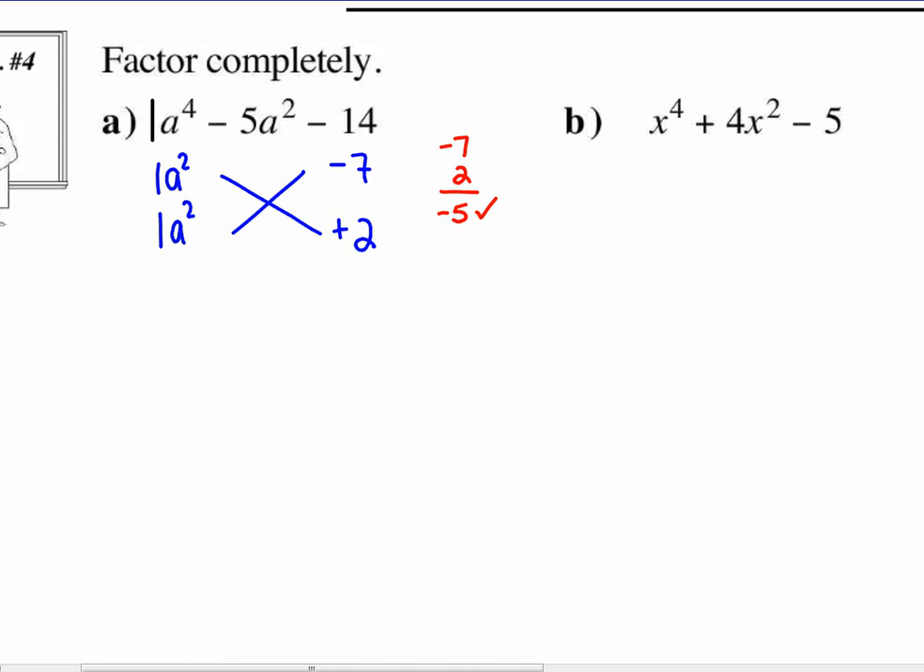So what does this factor to then? 1a squared minus 7, 1a squared plus 2, and you can write the 1 if you want. You don't have to. That's it. Okay? Do you want to try B?